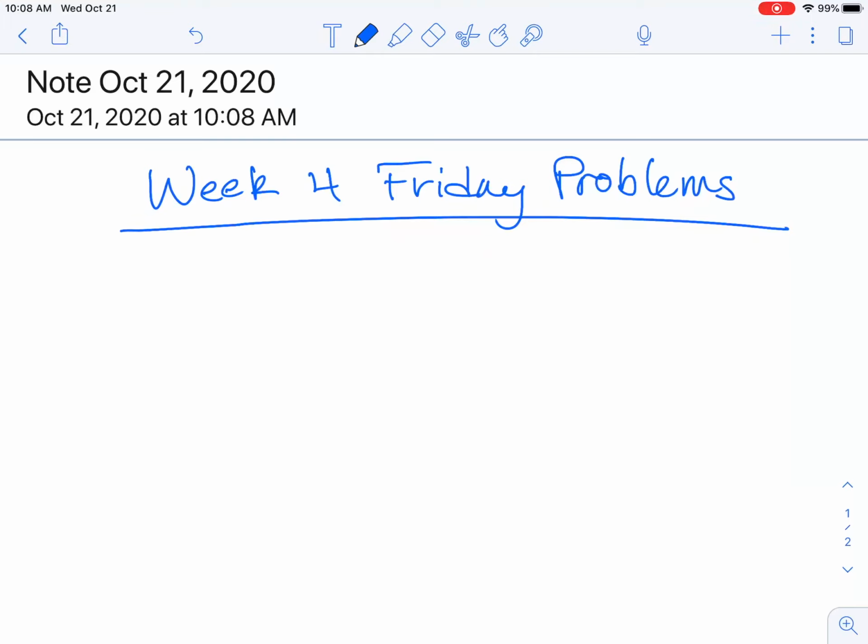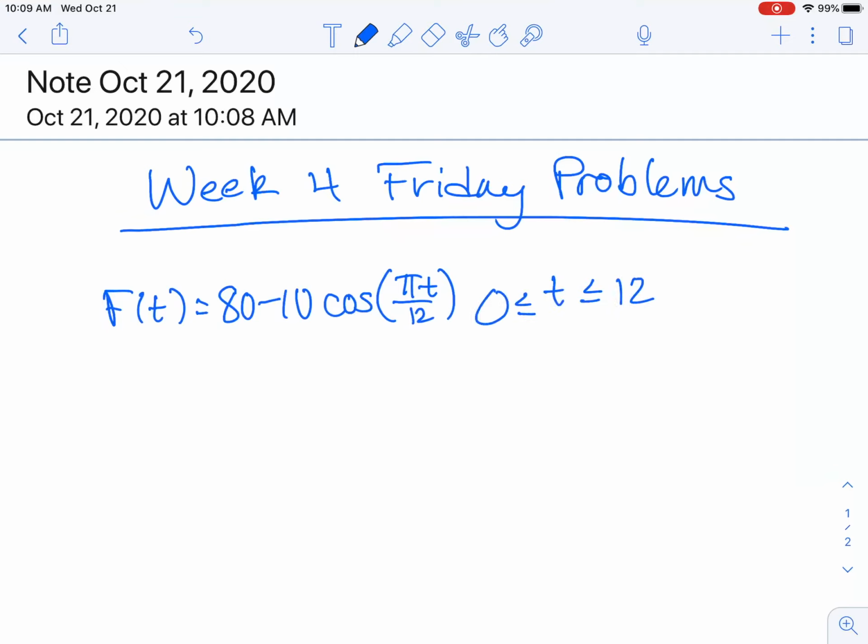For problem number 7, they gave you that f of t was equal to 80 minus 10 cosine of pi times t over 12, and t is greater than or equal to 0 but less than or equal to 12. And the sketch was just worth 1 point. So if you got that correct, great.